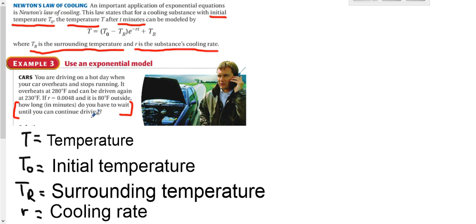Okay, so I know my car overheated, and I know I can't drive it again until it reaches 230 degrees Fahrenheit. Okay, I also know my car overheats at 280 degrees Fahrenheit. It has a cooling rate of 0.0048, and it is 80 degrees outside. Okay, I'm going to start with my cooling rate. That's the easiest one to see. That's our r.